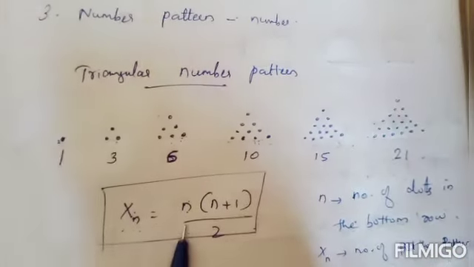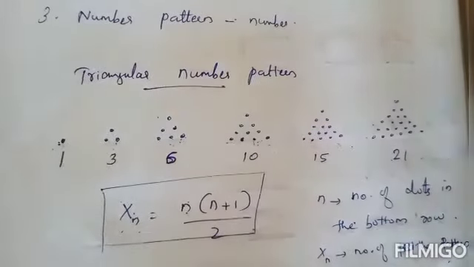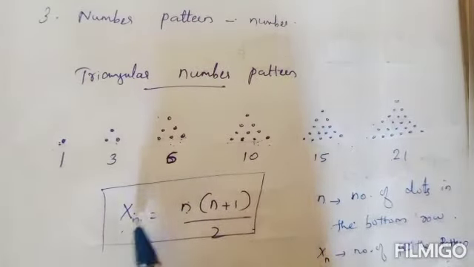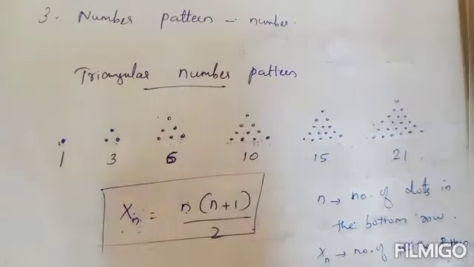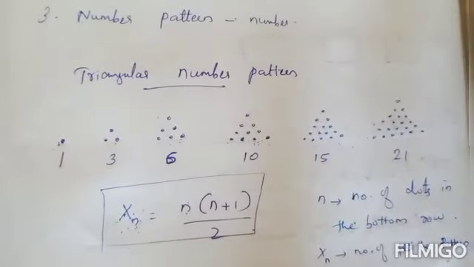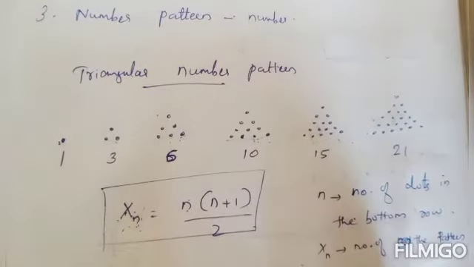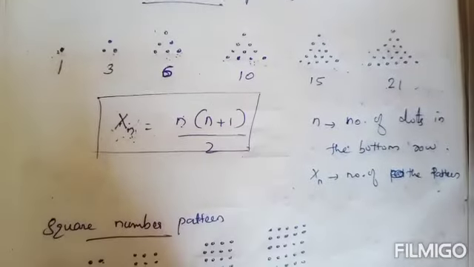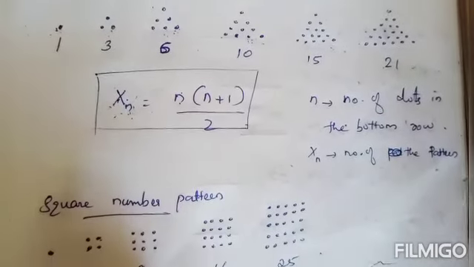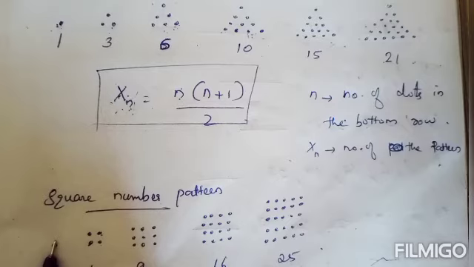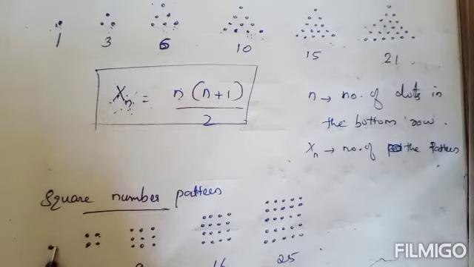So n is the number of dots in the bottom row, and xn means the number of the pattern, that is 23rd, pattern 23, pattern 24, that is xn, x23, x24, etc. So this much is all about triangular number pattern. Next, square number pattern. Square number pattern means the dots are arranged in a square.